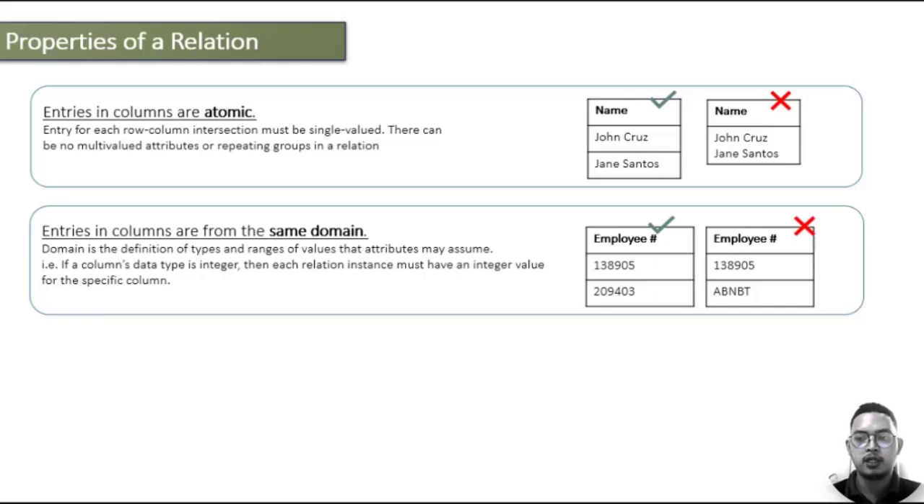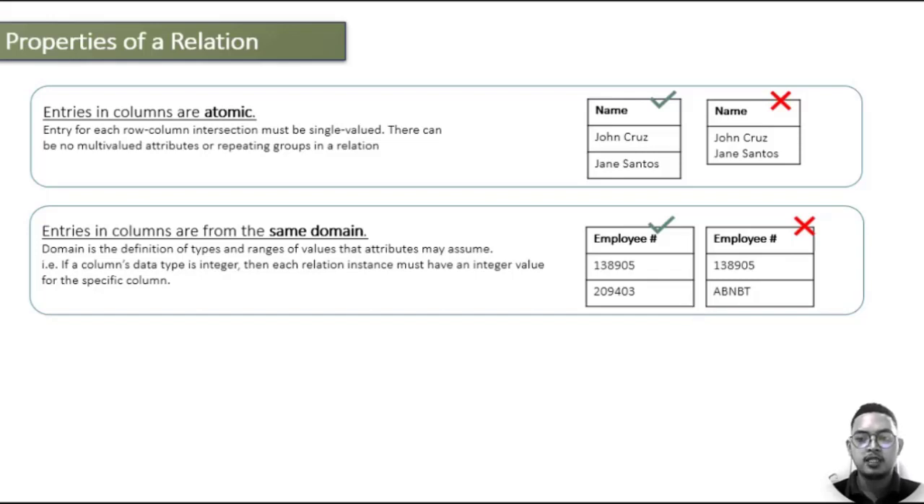Next, we have columns are from the same domain. Column values are of the same kind. In relational terms, this means that all values in a column come from the same domain. A domain is a set of values which a column may have. For example, let's say that the data type for employee number is an integer. Therefore, all entries for this attribute should be an integer.